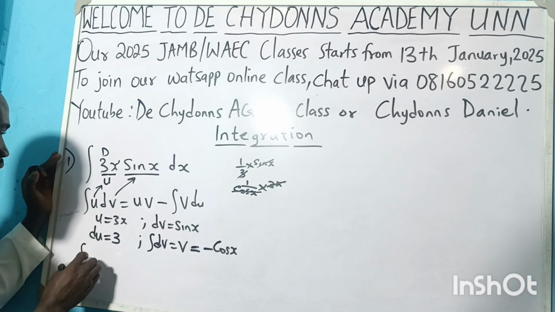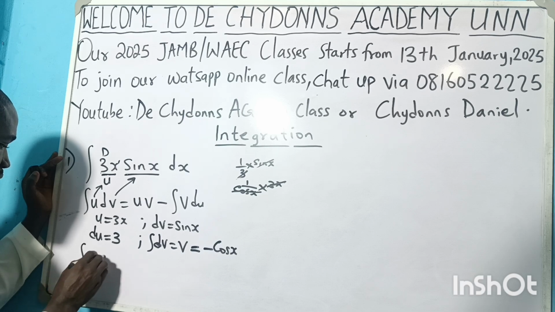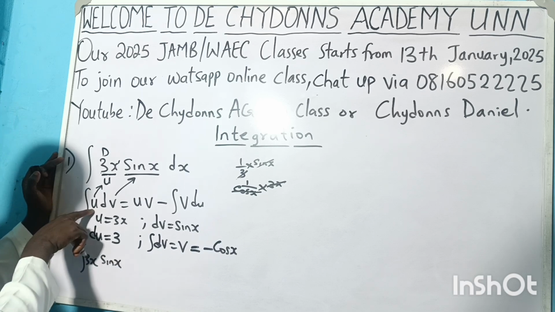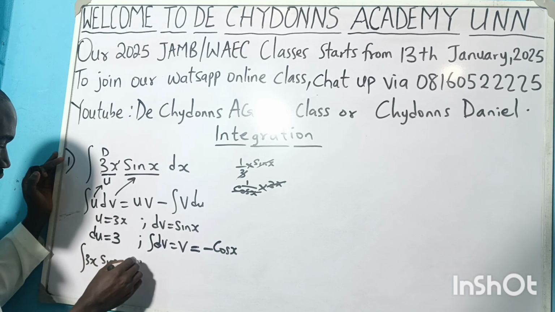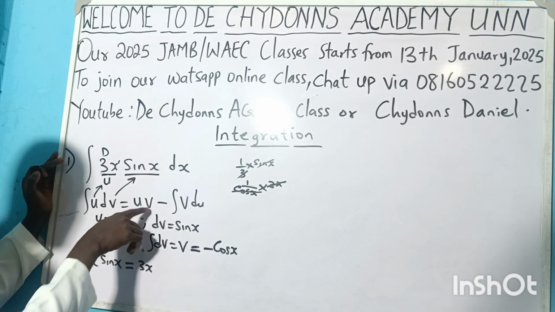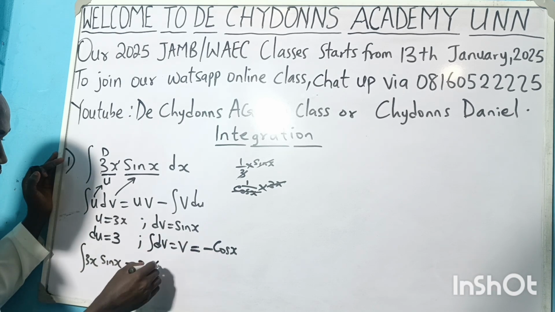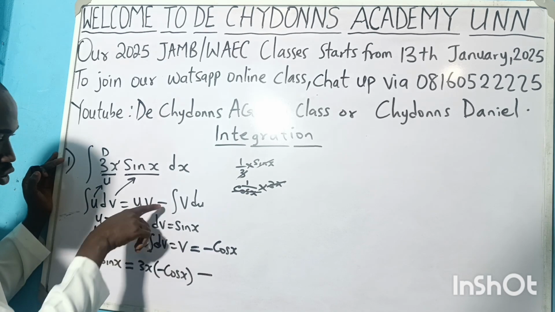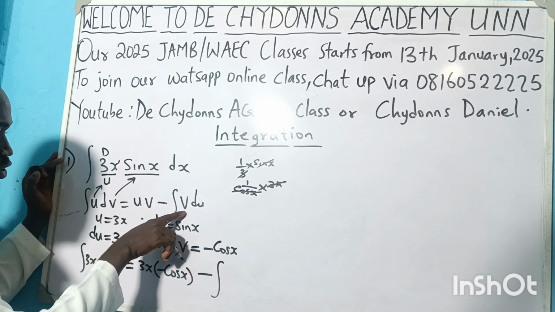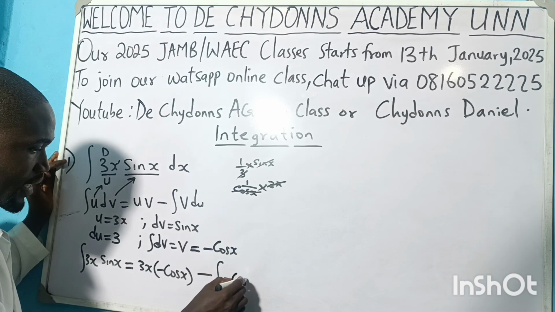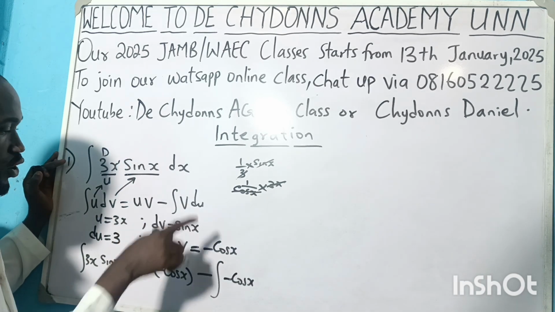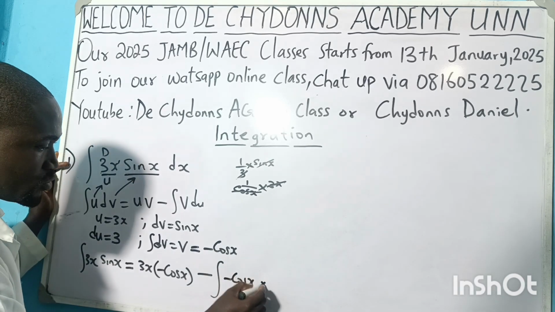I'll say integral of 3x sine x. That is u dv. Is equal to, what is my u? My u is 3x. Times, what is my v? Minus cos x. Then minus, integrate, what is your v? Your v is minus cos x. Then your du, what is your du? Times 3.